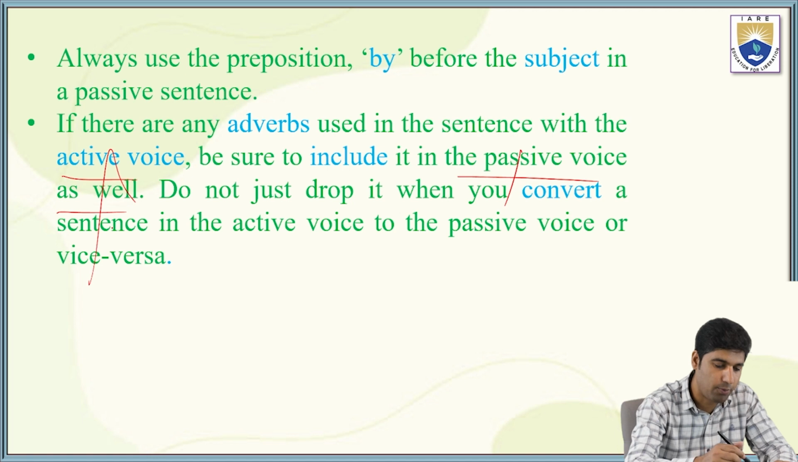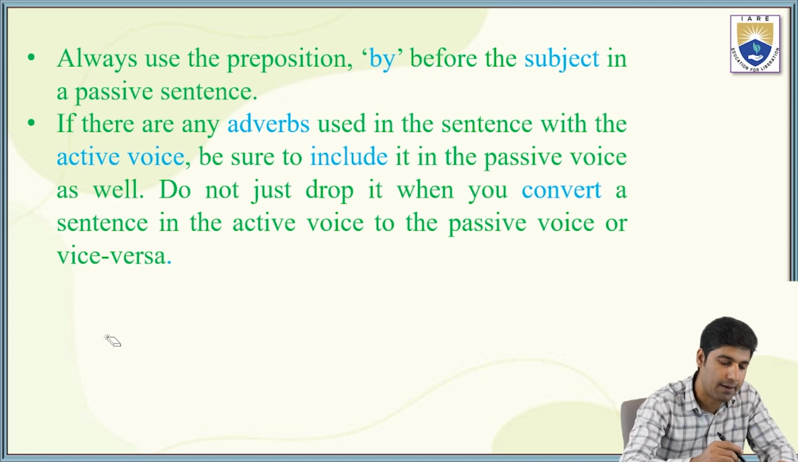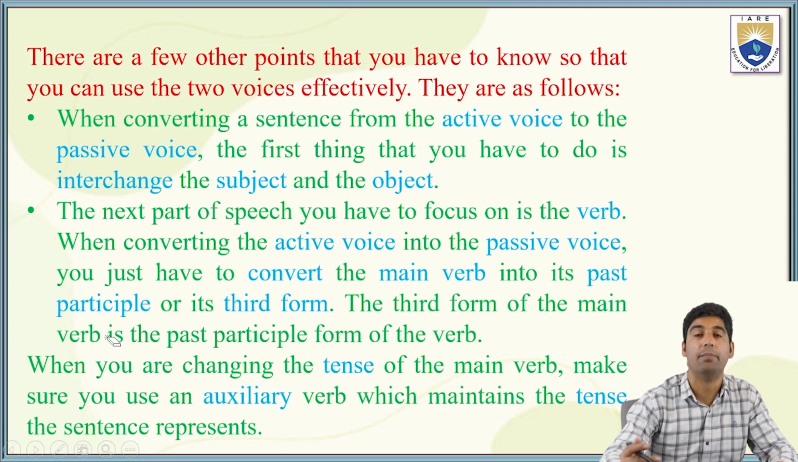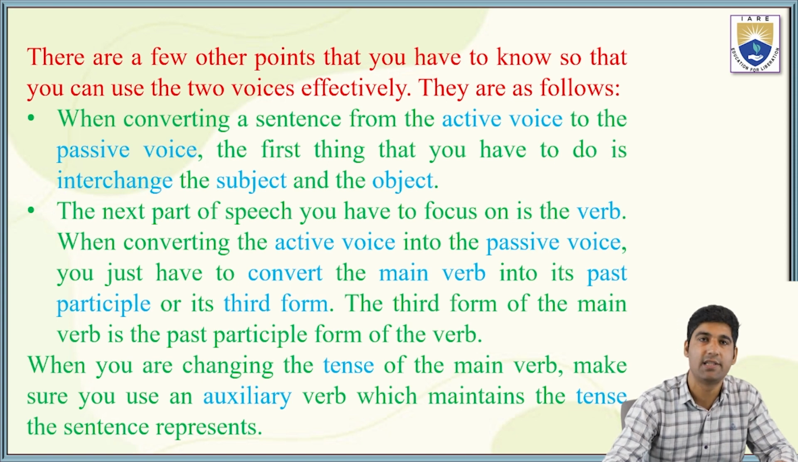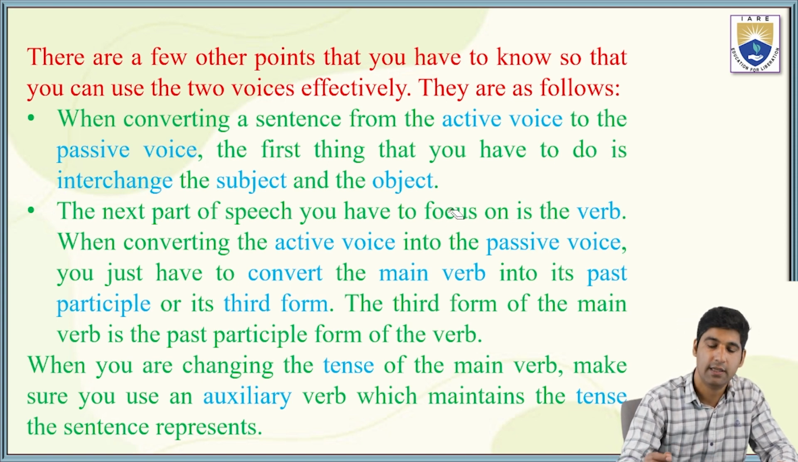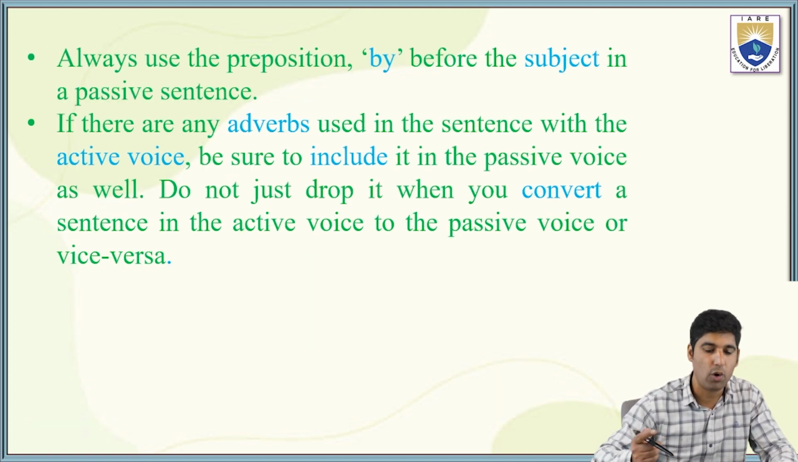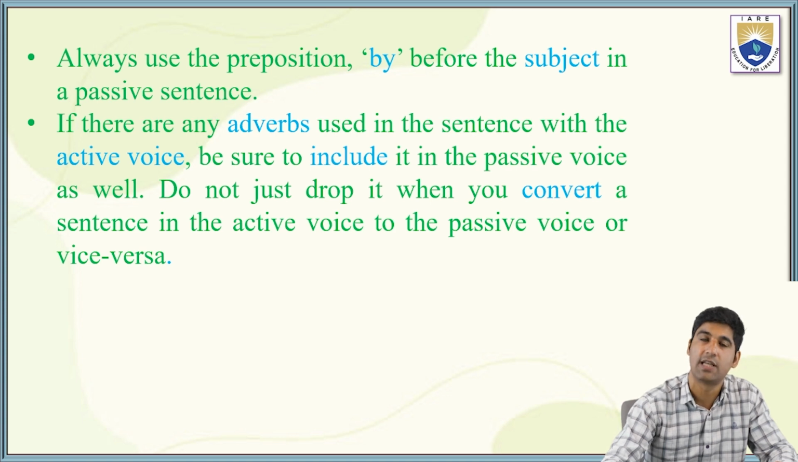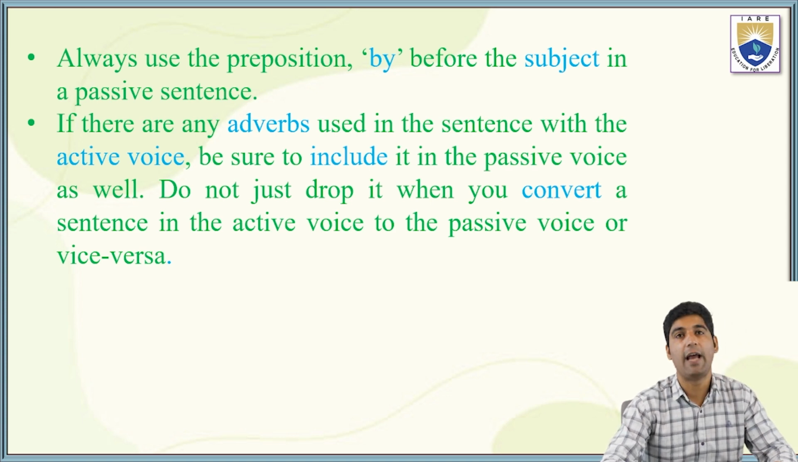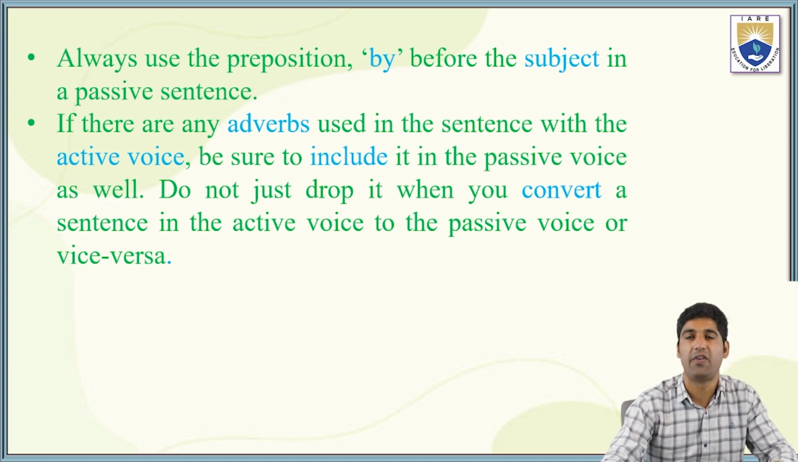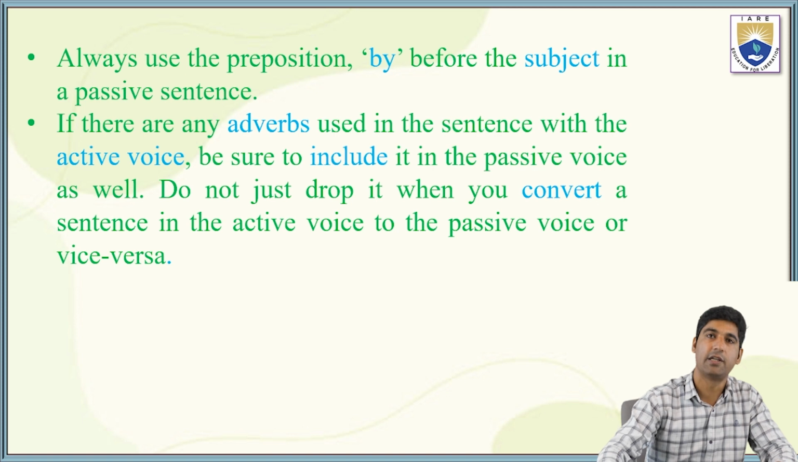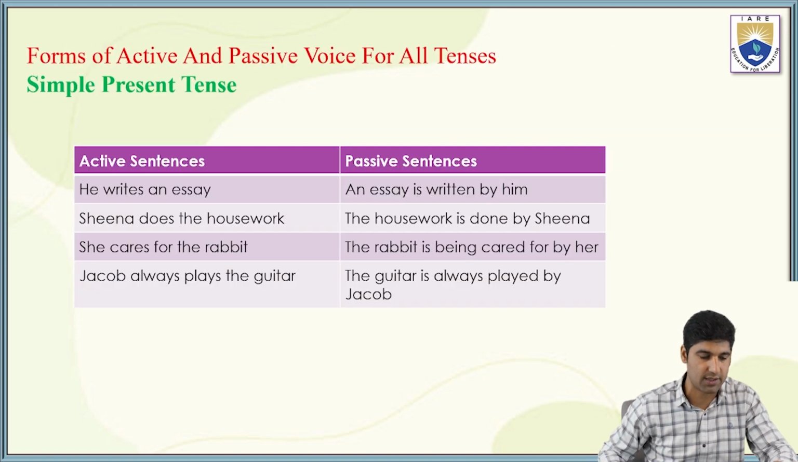So these are almost 5 points which we need to keep in mind before playing with active and passive voice. Number 1 is interchange of subject and object. Number 2 is to focus on the verb, because the verb is converted into third form. Number 3 is the use of auxiliary verbs in order to maintain the tense. Number 4 is the use of preposition by before the subject in the passive voice. Number 5 is to include the adverb if it is used in active, when we are making it passive, to include it in both active and passive voice or vice versa.